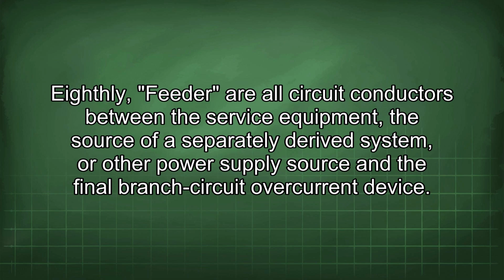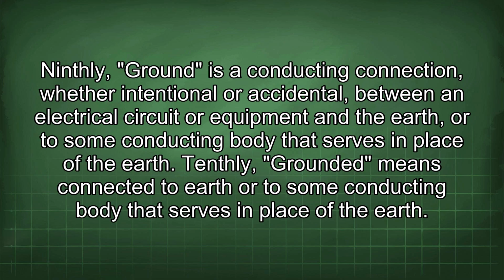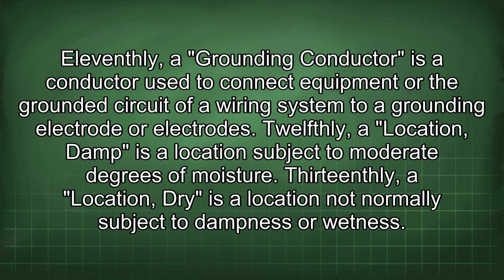Eighthly, feeders are all circuit conductors between the service equipment, the source of a separately derived system, or other power supply source, and the final branch circuit overcurrent device. Ninthly, ground is a conducting connection, whether intentional or accidental, between an electrical circuit or equipment and the earth, or to some conducting body that serves in place of the earth. Tenthly, grounded means connected to earth or to some conducting body that serves in place of the earth. Eleventhly, a grounding conductor is a conductor used to connect equipment or the grounded circuit of a wiring system to a grounding electrode or electrodes.